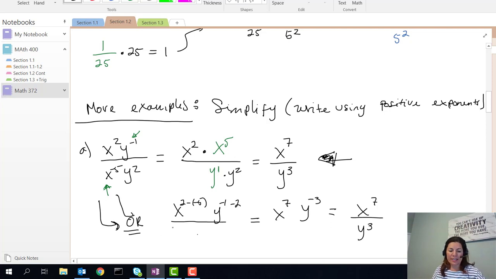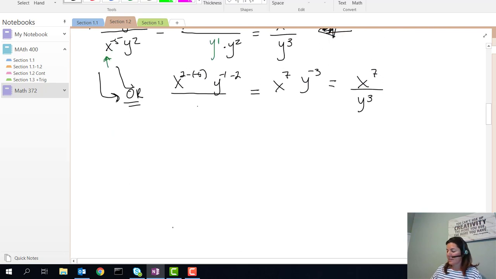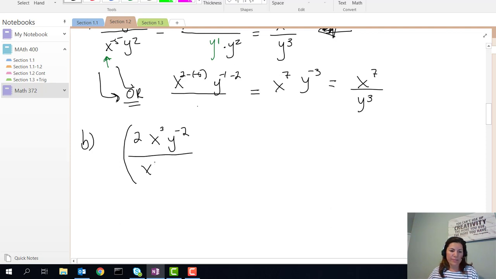Alright, let's try a second example. If I'm going too fast, you can always pause the video, or on YouTube you can either slow it down or pick up the pace. So let's try this one. If I have 2x cubed y to the minus 2 over x to the minus 3 and y to the fourth, all over, I mean, all to the negative 2.